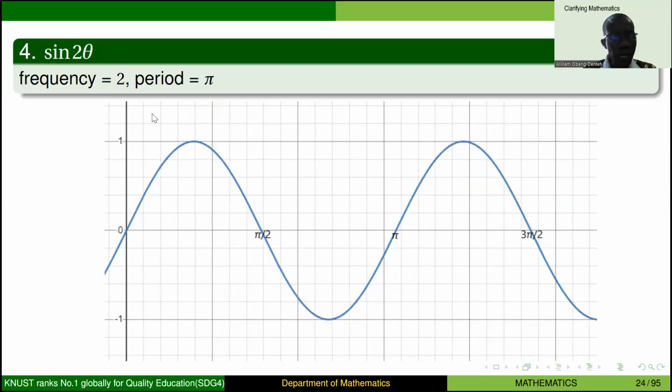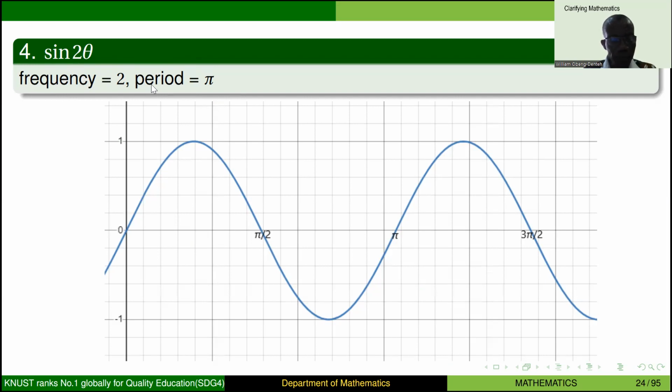Now 4, we have sine 2 theta. We want to sketch this. So the frequency is 2 from here. And for the period, we shall divide 2 pi by 2. We are reminding ourselves that 2 pi is the period for sine theta. But for us to find the period for sine 2 theta, we divide 2 pi by our 2. That gives us pi. Then from there, we pick our values, and then we sketch.